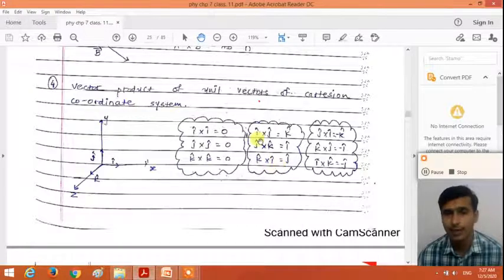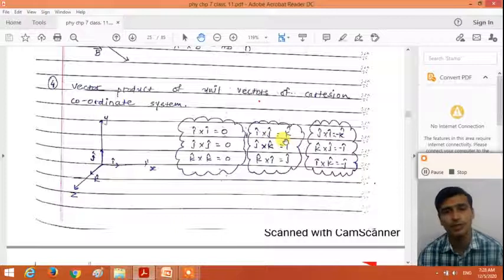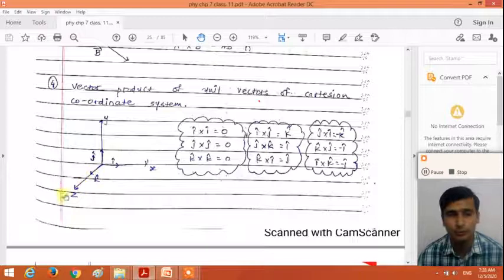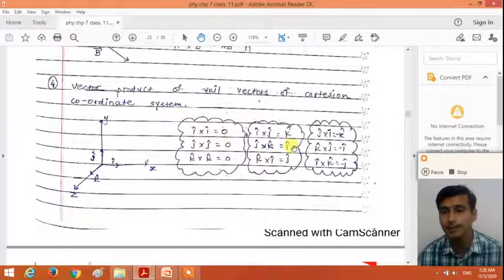So we cannot write j cross i is equal to k. If you take j cross i, it is in the direction opposite to z, that is minus k, right? It is in the direction opposite to k, that is minus k. Similarly, k cross j we take as minus i, and i cross k is equal to minus j, right? So from that also we can say that the vector product of two vectors is not commutative, right?